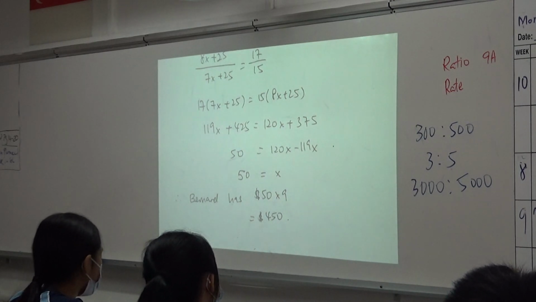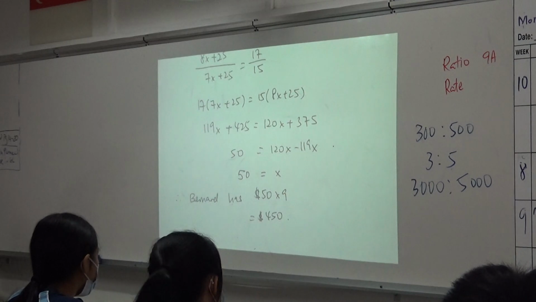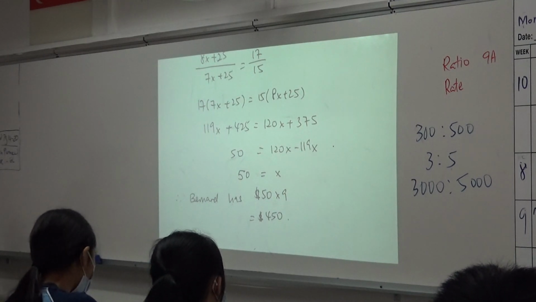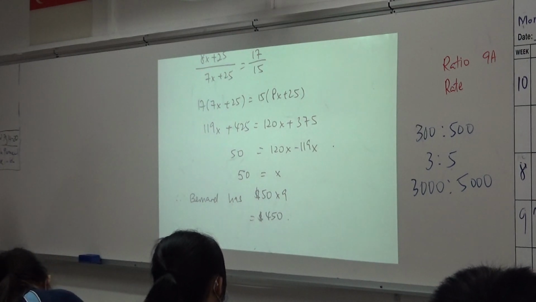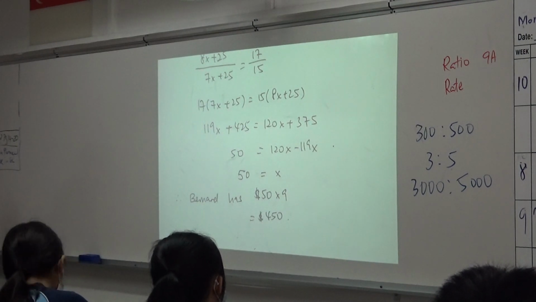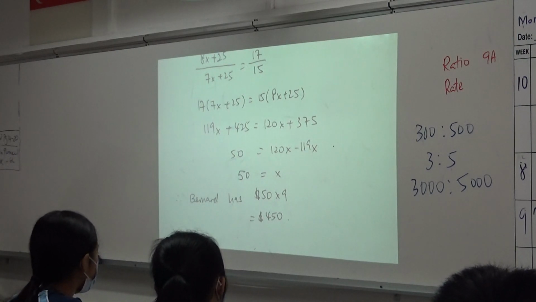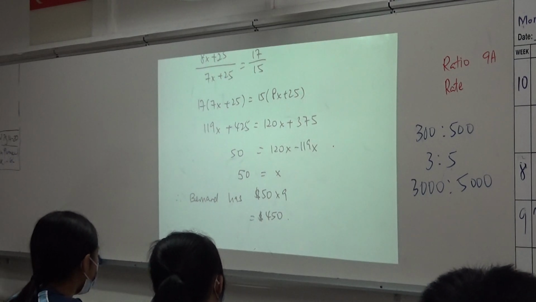The question asks, calculate the amount of money Bernard had at first. Bernard was 9x, right? So 9 times x will be $450. Are we clear so far? Okay, now the textbook, all of you, your textbook. Can you tell me which ratio they take?